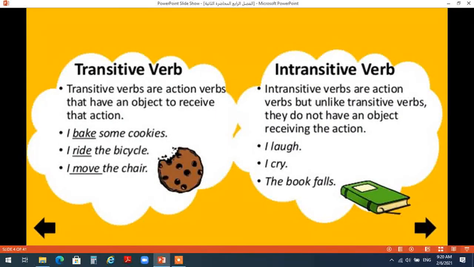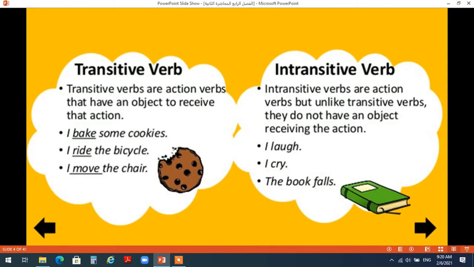We will start with making a distinction between transitive verbs and intransitive verbs to know the difference between these two types of verbs. We can say that transitive verbs are action verbs that have an object to receive that action. إذن الأفعال المتعدية هي أفعال حركية عادة وتتطلب وجود مفعول به كي يقع عليه أثر الفعل في تلك الجملة.